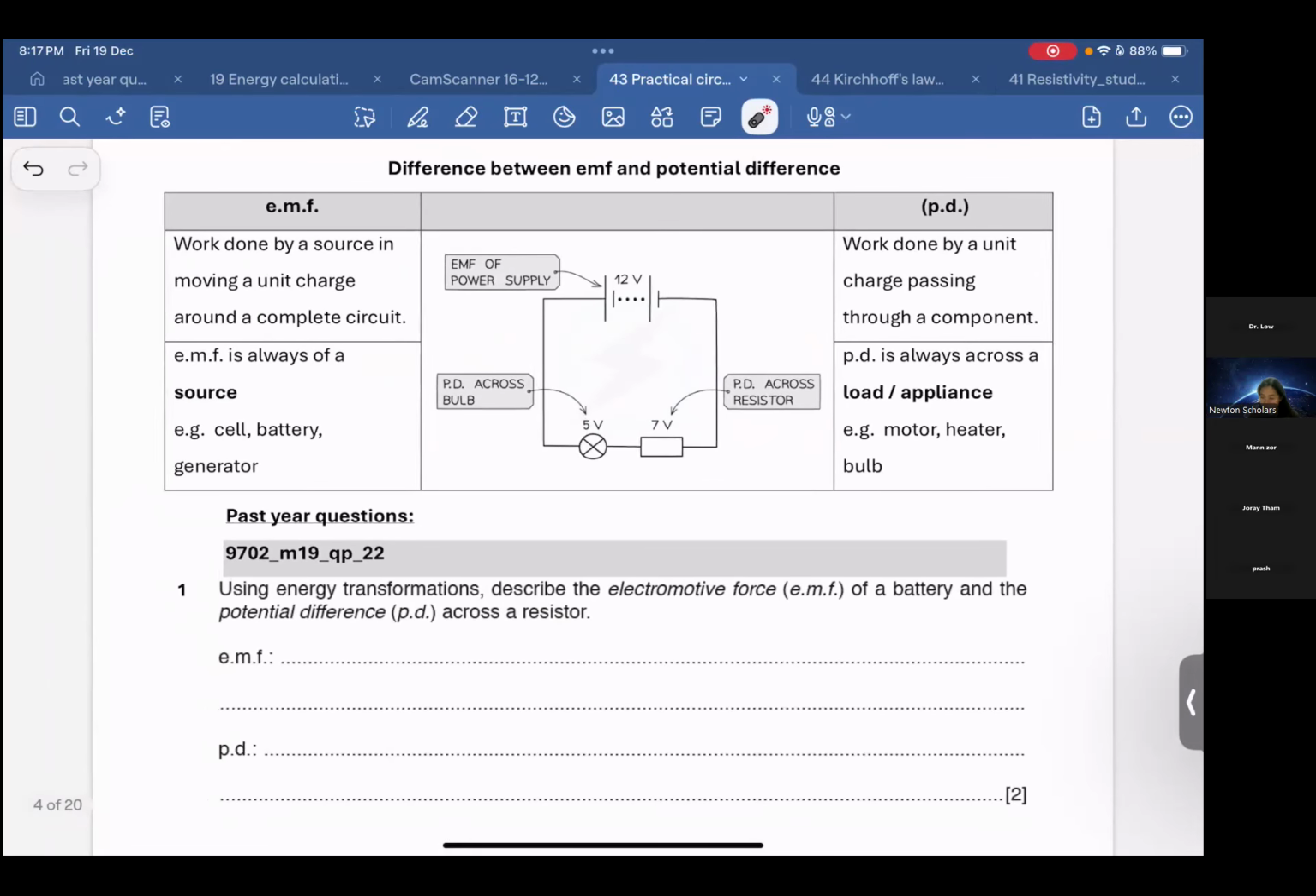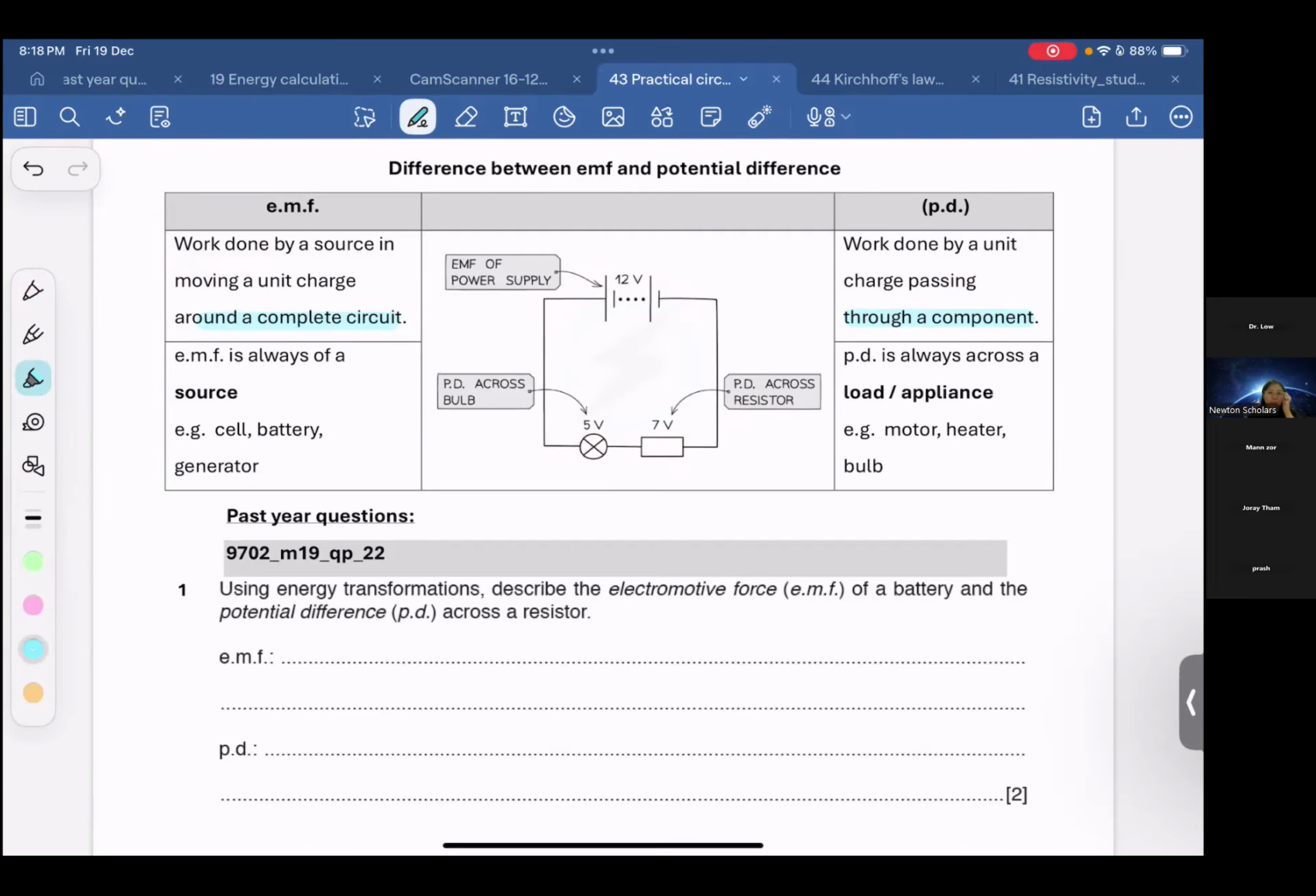So next, the difference between EMF and potential difference. This one we learned in Year 11. At the source, we call it EMF. Across the component, we call it potential difference. It can be work done or energy, it doesn't matter, it's the same. The EMF completes the circuit, while the potential difference is across a component, from one point to another point.